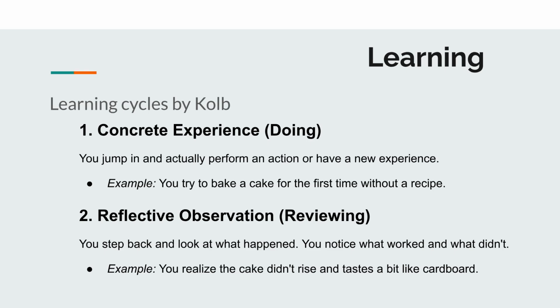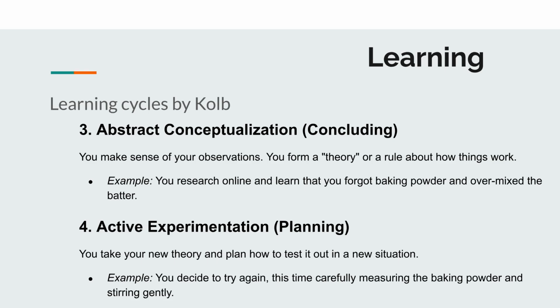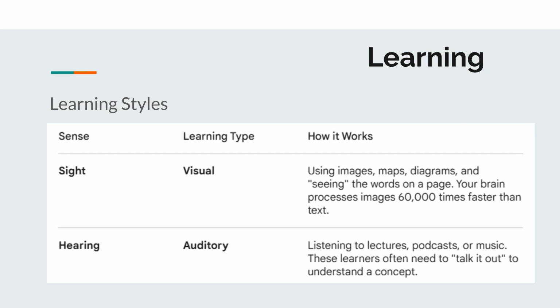For example, trying to bake a cake and realizing it failed. Next is abstract conceptualization, or concluding, where you make sense of your observations and form a theory. Finally, active experimentation, or planning, involves taking your new theory and planning how to test it out in a new situation. Learning styles can be categorized by sense.